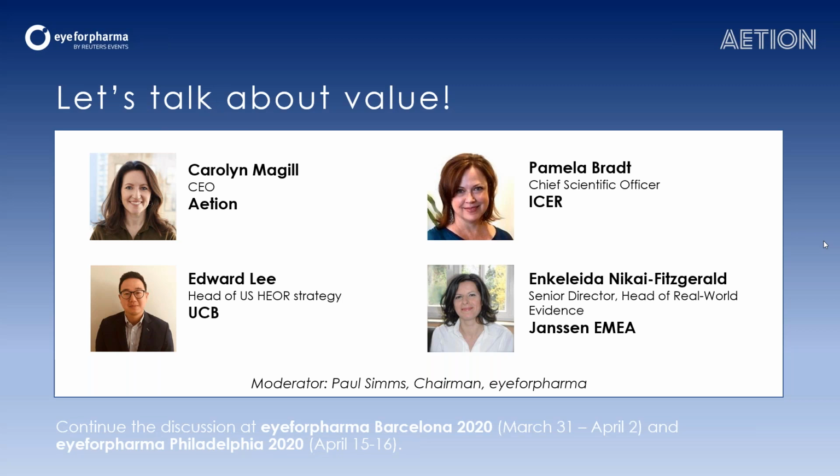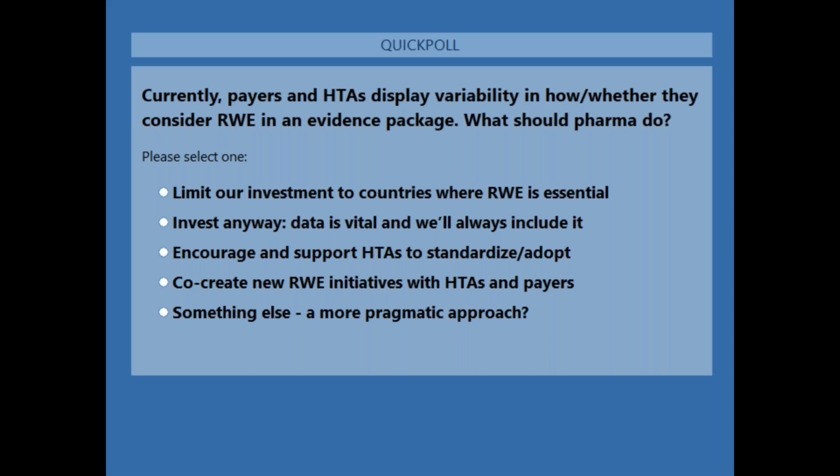Okay. So really interesting perspectives from our panel. I'm going to ask our audience now. We've not got very much longer left of this session. So if you look at your screen, we've talked about this variability. That's where this current thread really came from. So let's hear what you guys think, and let's get some sense of where people across the board are actually placing their investments. So currently payers and HTA display variability in how and whether they consider RWE in an evidence package. What should Pharma, our primary action, be?